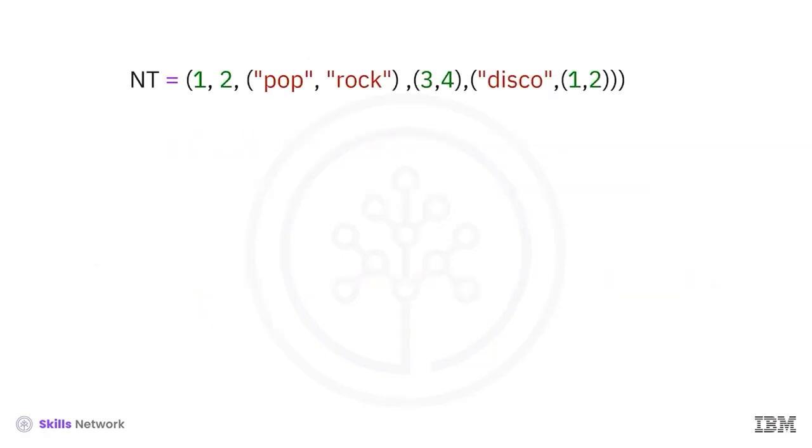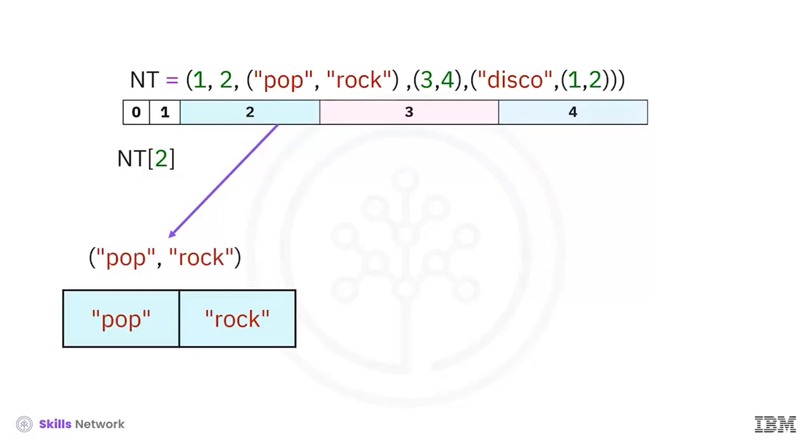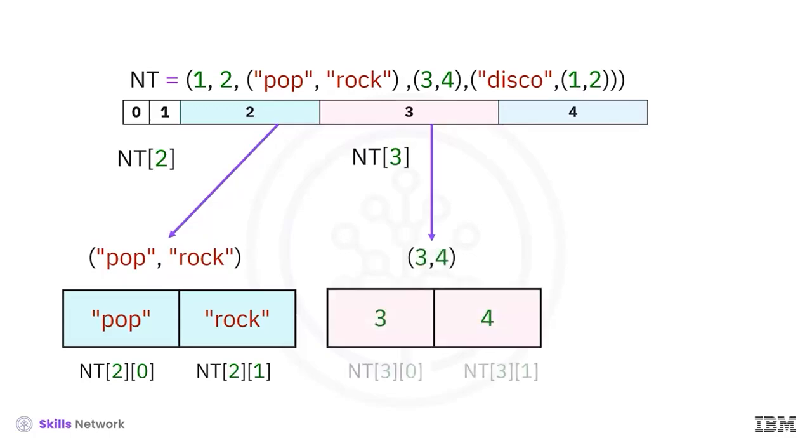We can visualize this nesting as a tree. The tuple has the following indexes. If we consider indexes with other tuples, we see the tuple at index 2 contains a tuple with 2 elements. We can access those 2 indexes. The same convention applies to index 3. We can access the elements in those tuples as well.